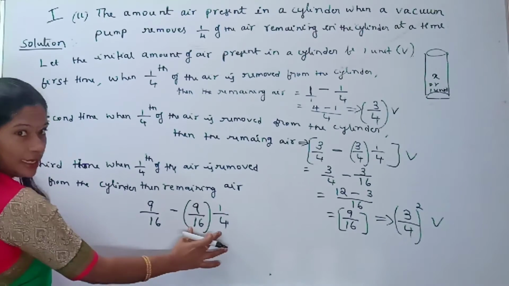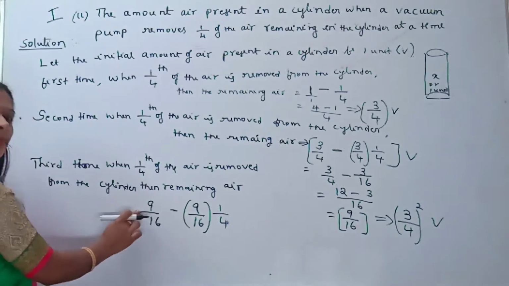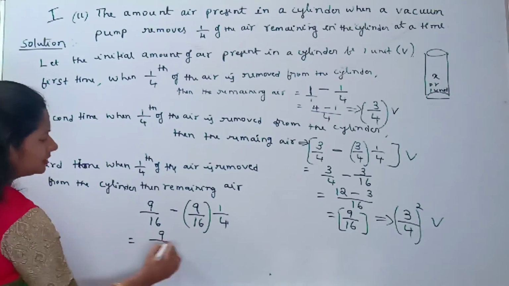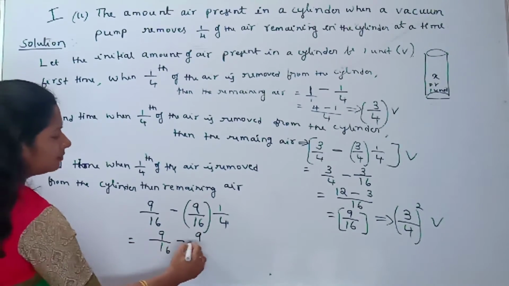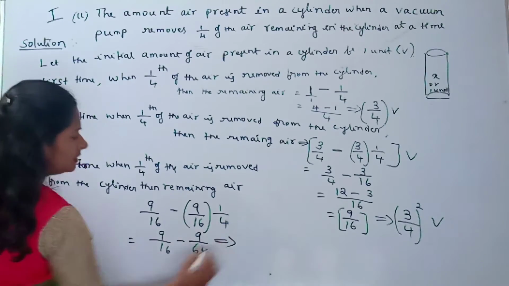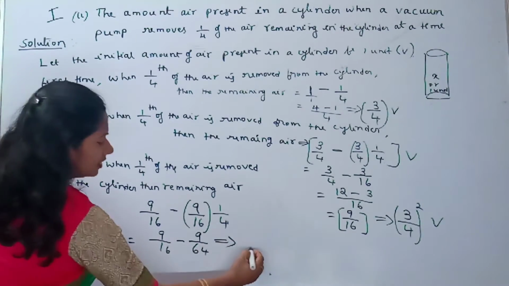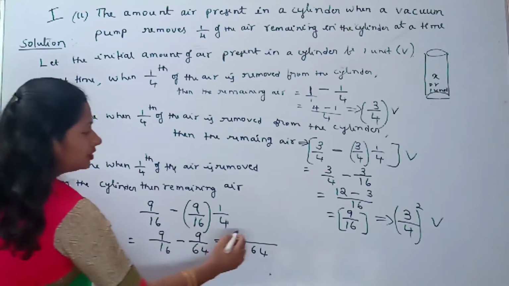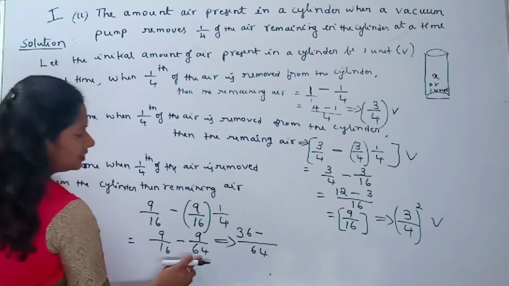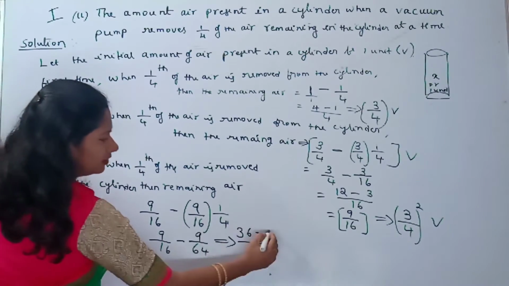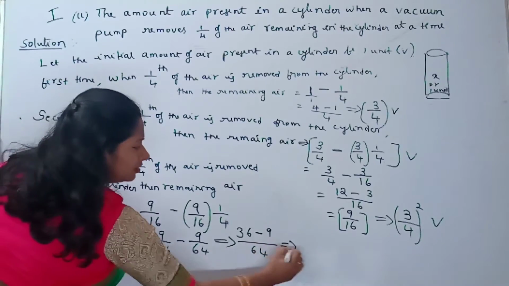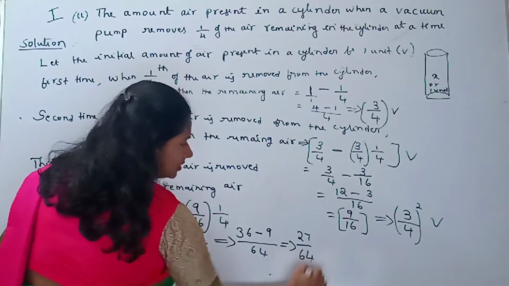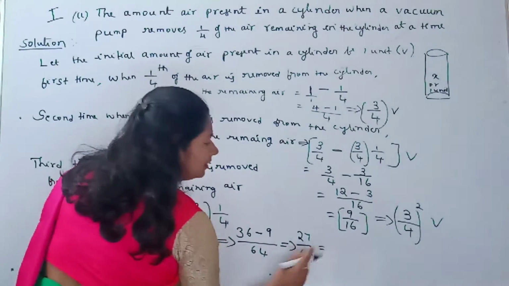1/4 of the remaining air is removed from the remaining air. So it is 9/16. So how much is it? 9/16 minus 9/64. You take the LCM. The LCM of 16 and 64 is 64. 16 4s are 64, 4 9s are 36, minus 64 1s are 64, 1 9 is 9. So how much is it, children? 36 minus 9, it is 27/64.